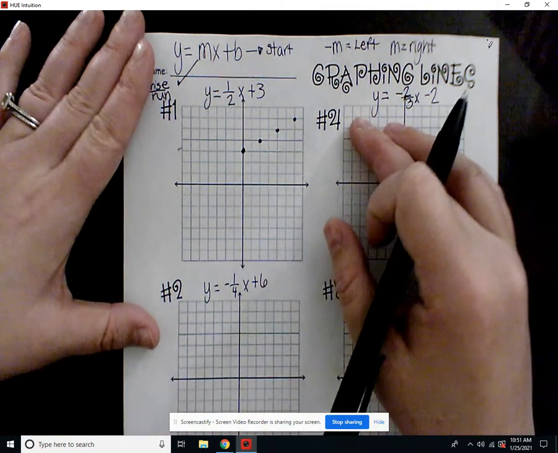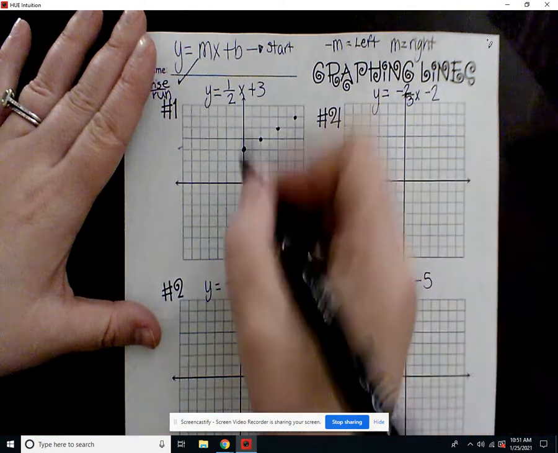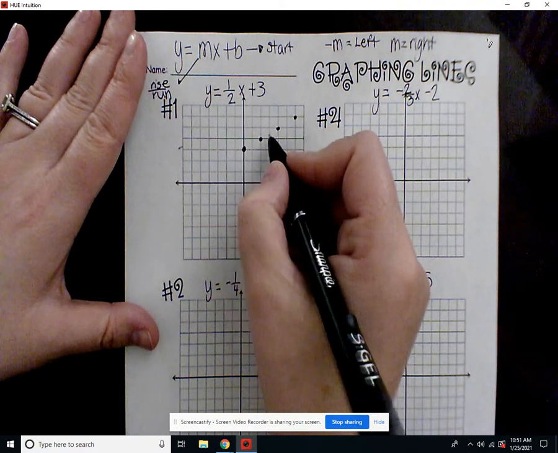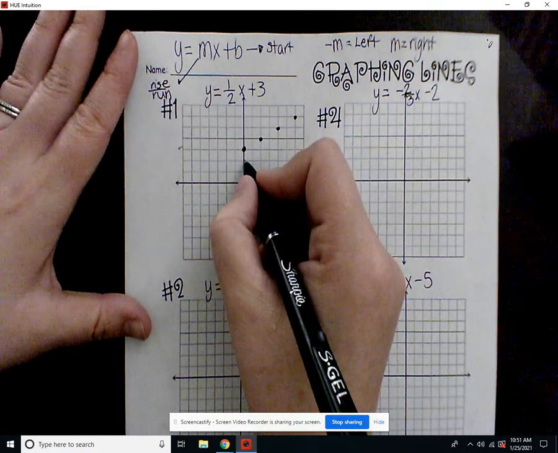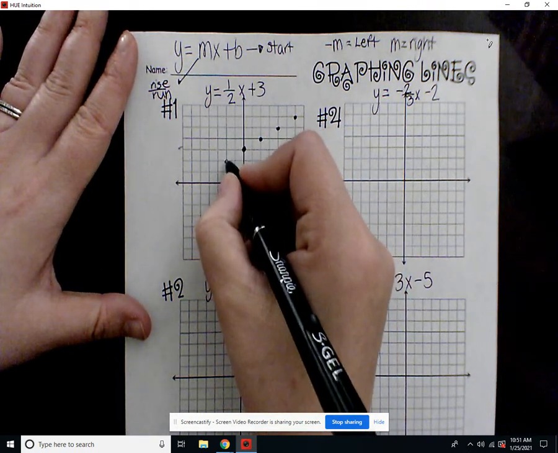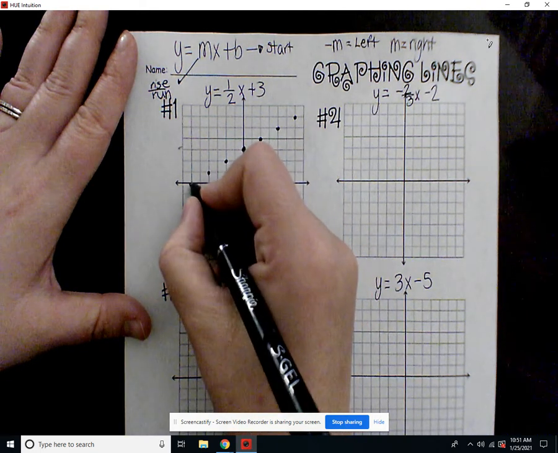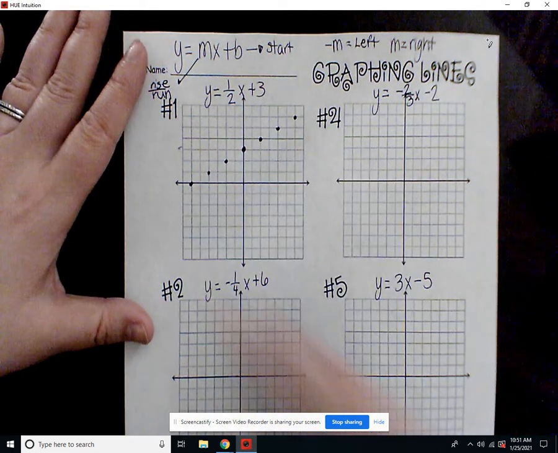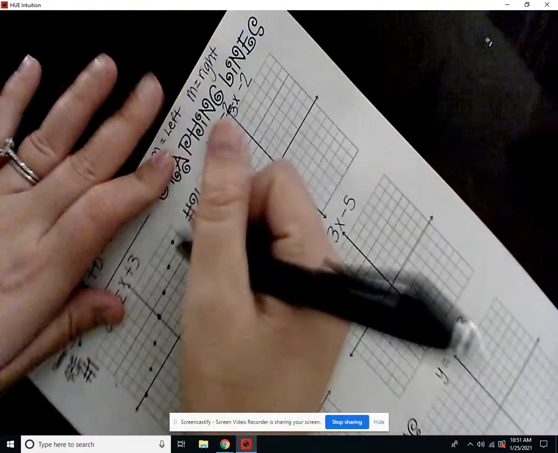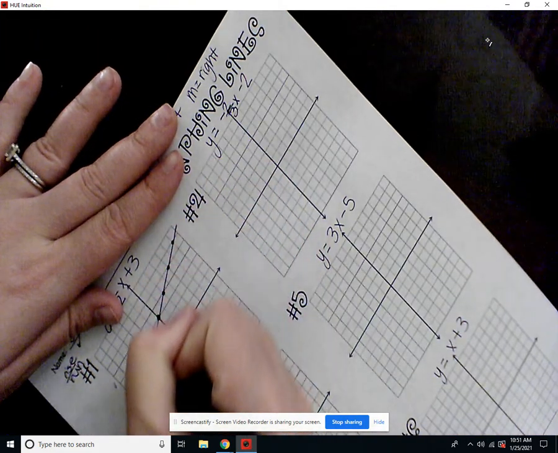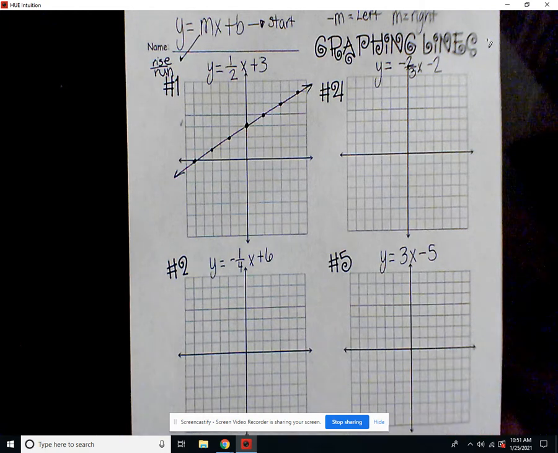Now we're going to do the back half. So we're going to do the opposite. Since we went up and to the right, we're going to go down 1, to the left 2. Down 1, to the left 2. Down 1, to the left 2. Okay, and it's going to make a straight line. We're going to connect our dots. And then there is our graph for 1/2 x plus 3.